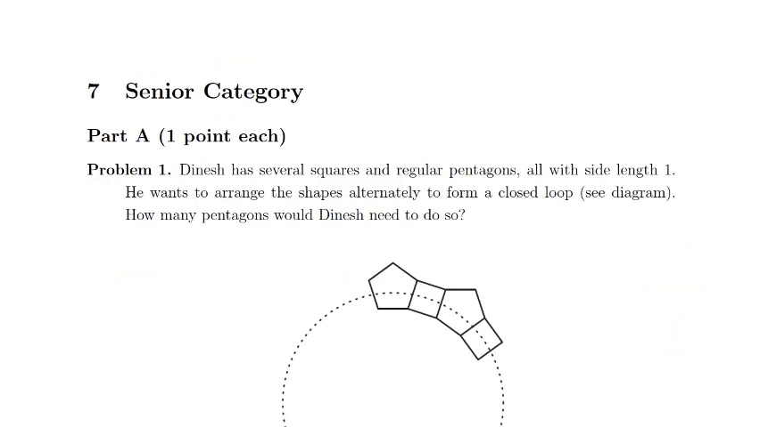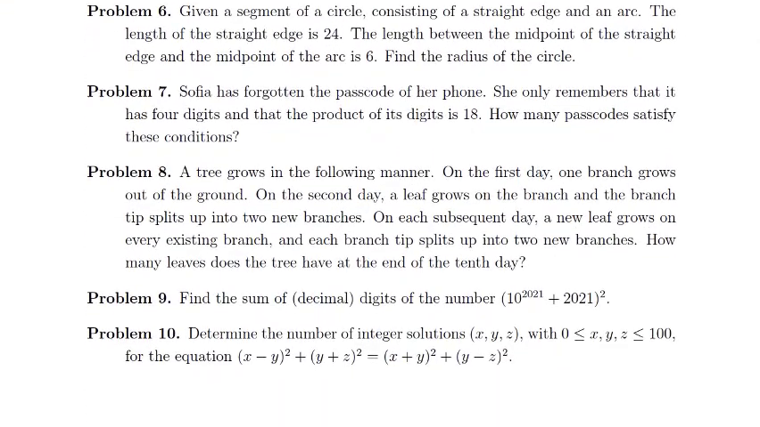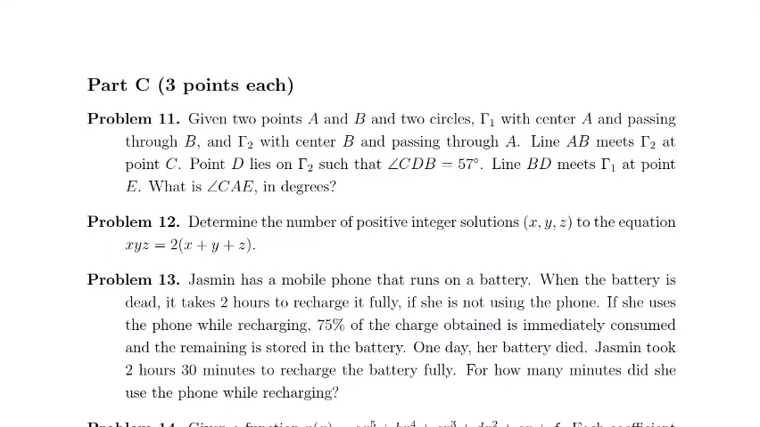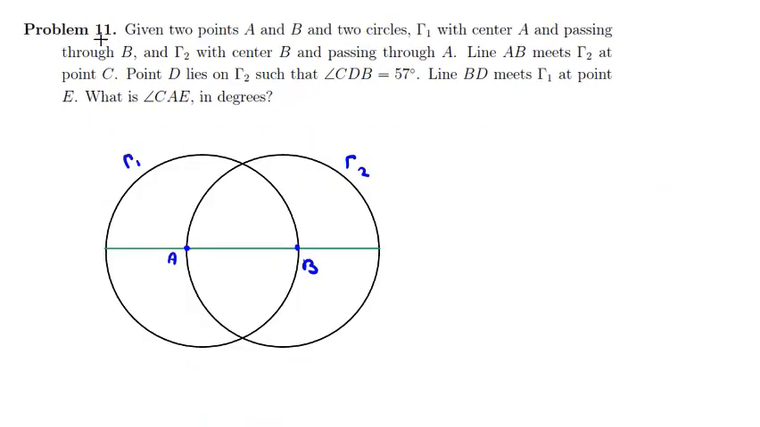Okay, senior part A, we've solved this. In junior part C, we can ignore them. Senior part B, we've solved all of them in junior part D. So now we should solve senior part C. And okay, senior problem number 11. Given 2 points A and B and 2 circles, gamma 1 with center A passing through B, and gamma 2 with center B and passing through A. Line AB meets omega 2 at C.